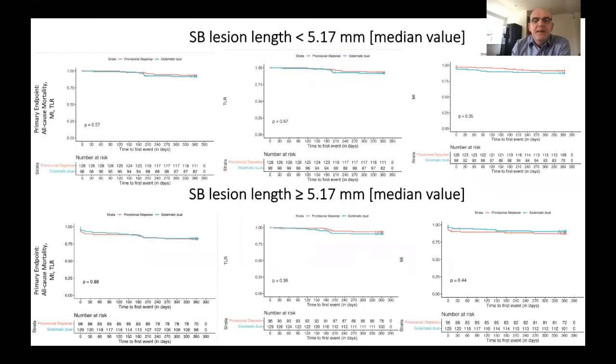This is where we've taken the median and we've done the same analysis. At the top, we've got the shorter lesions where you see that the 2 curves pretty much lie on top of each other. And at the bottom, we've got greater than 5.177, the median. Really no difference in those appearances.